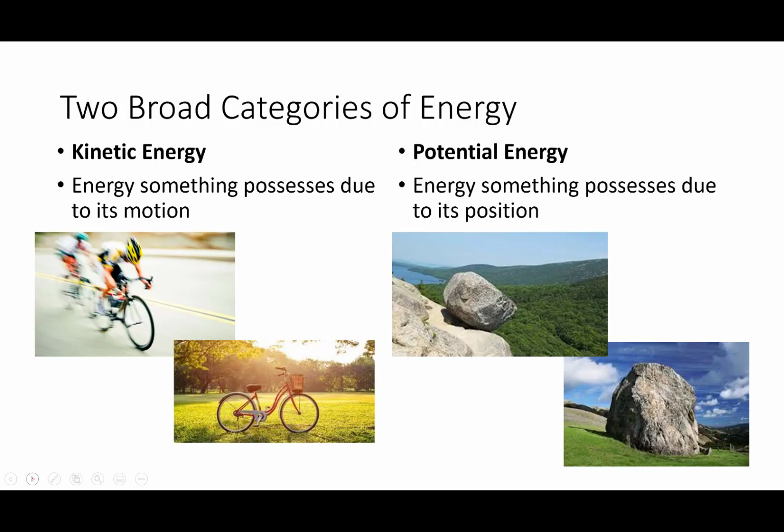Now, there are two big, broad categories of energy. One is called kinetic energy, and the other broad category is called potential energy. Now, there are lots of different kinds that fall into both piles, and we'll talk about those in more depth in a minute. But kinetic energy is energy something has due to its motion. So these are not two identical bicycles, but if they were, the bicycle in motion has more energy than the bicycle that is standing still. Something that has velocity has more energy than something without it.